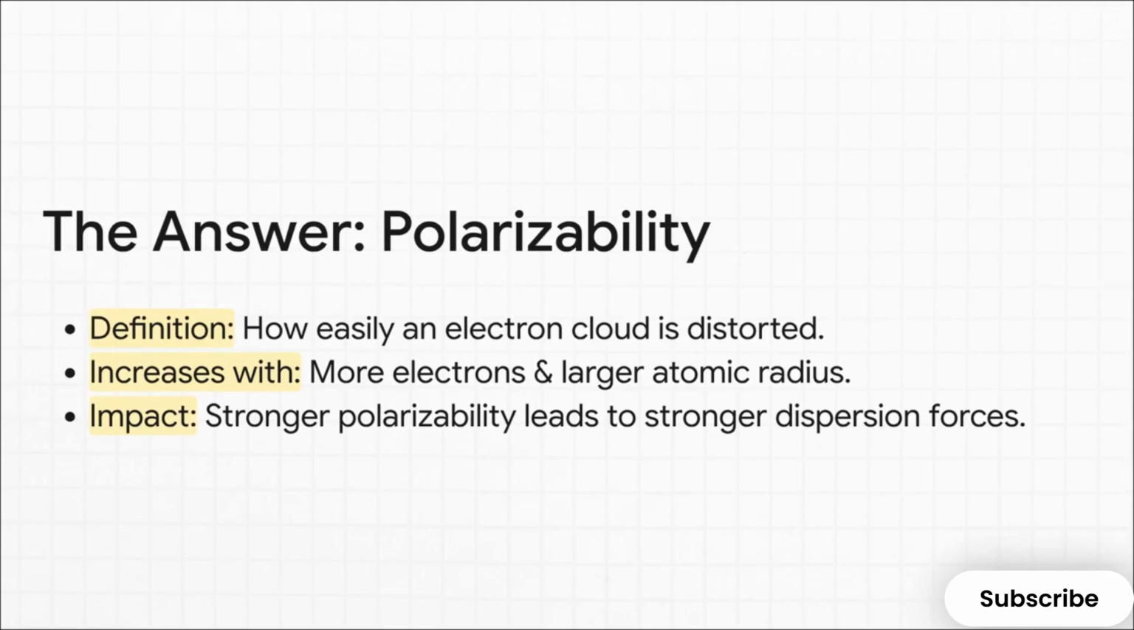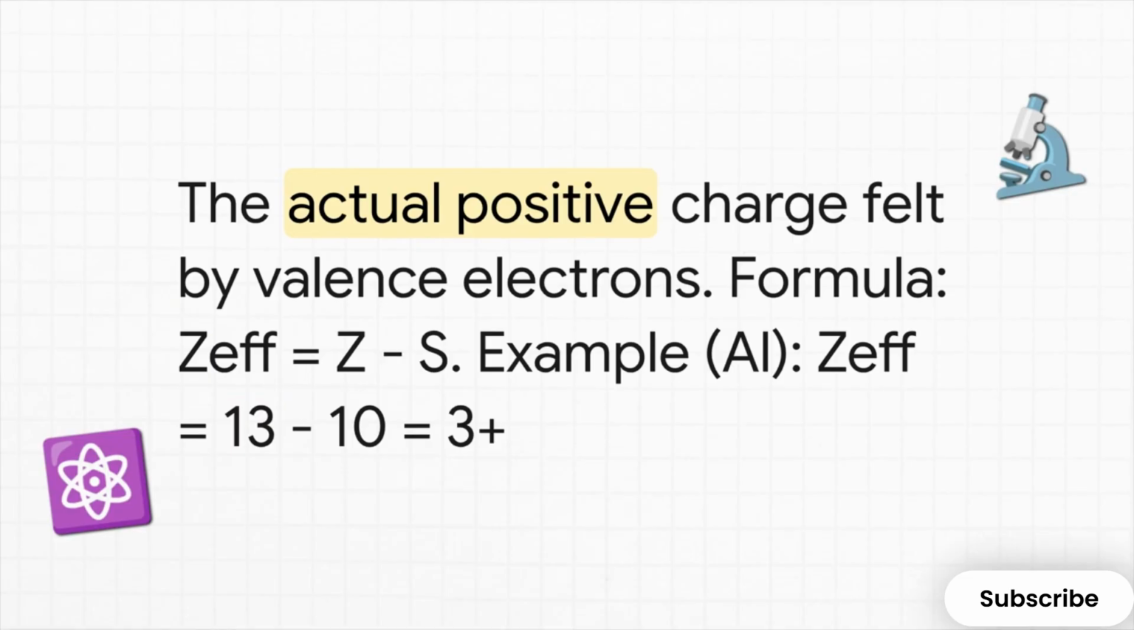For this answer, just think of it as a 3-point checklist. First, hit them with the definition. Polarizability is just a measure of how easily an electron cloud gets distorted or squished by an electric field. Second, list the key factors. It gets bigger when you have more electrons and a bigger atomic radius. And third, tell them the impact. Stronger polarizability means stronger dispersion forces, which bumps up melting and boiling points. Check, check, and check.